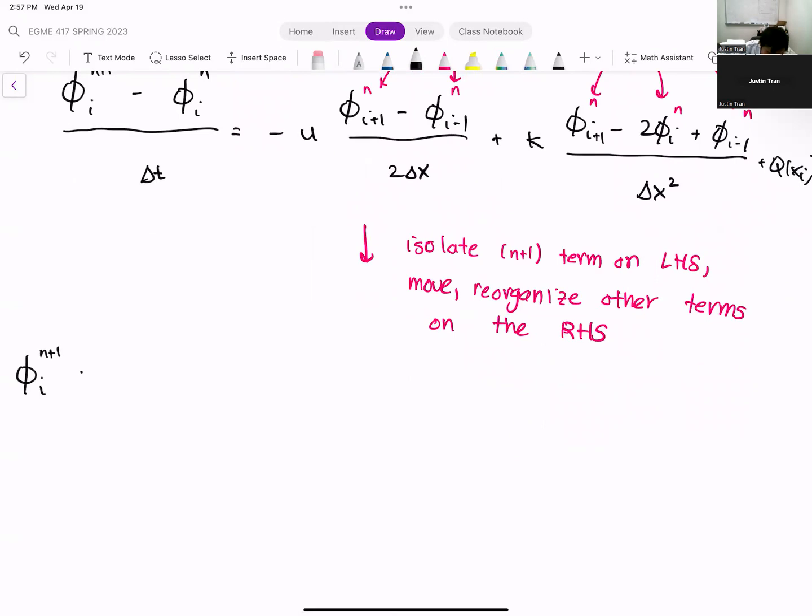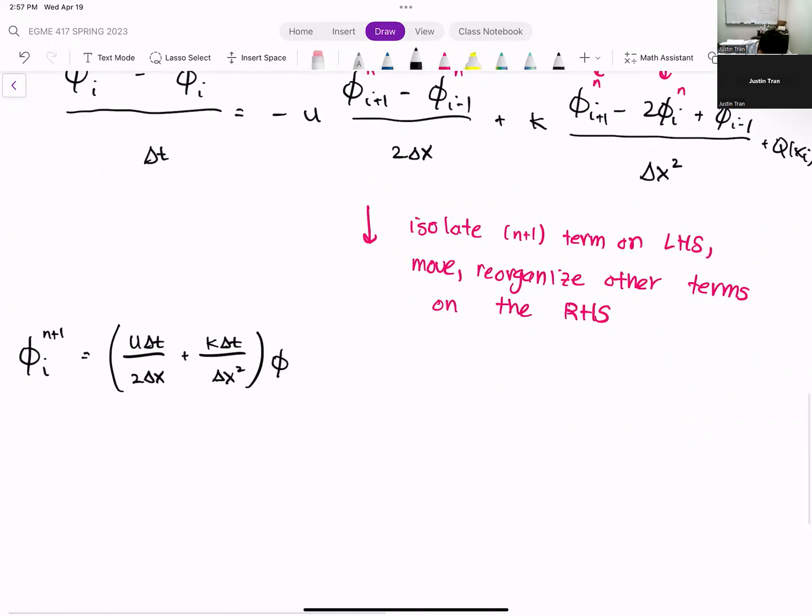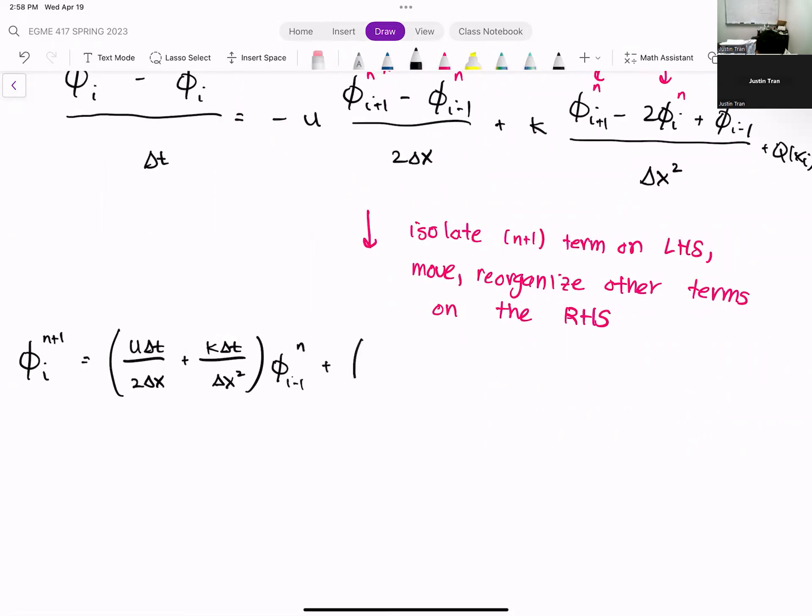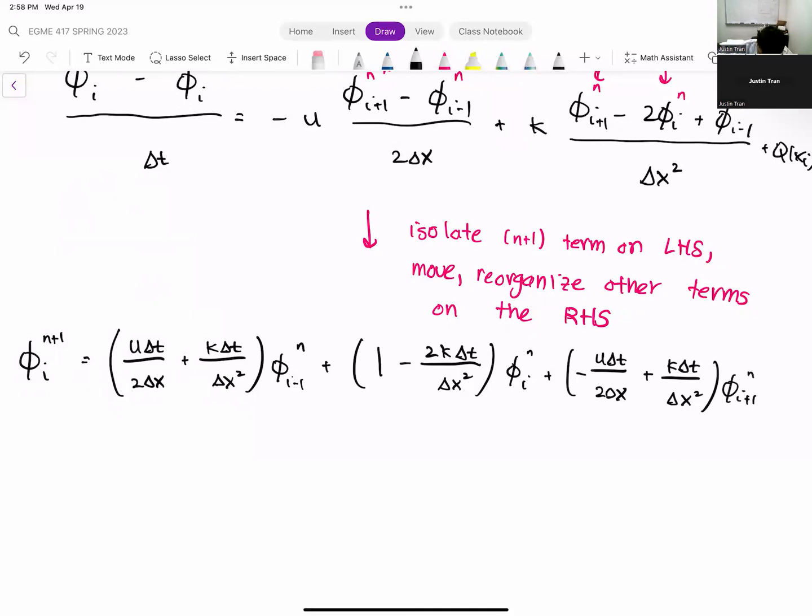We have phi_i^(n+1) is equal to (u delta t divided by 2 delta x plus k delta t divided by delta x squared) times phi_(i-1) to the n, okay, plus (1 minus 2k delta t divided by delta x squared) phi_i to the n, okay, plus (minus u delta t divided by 2 delta x plus k delta t divided by delta x squared) phi_(i+1) to the n plus q_i delta t.